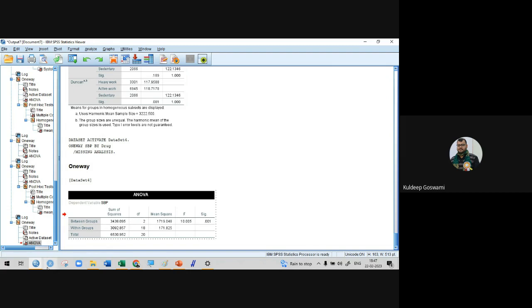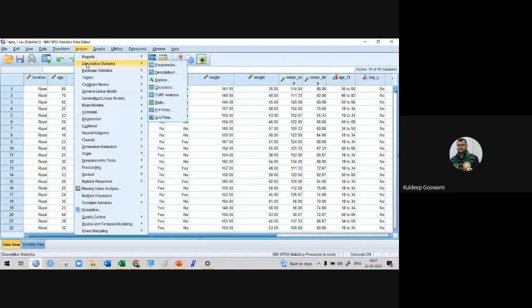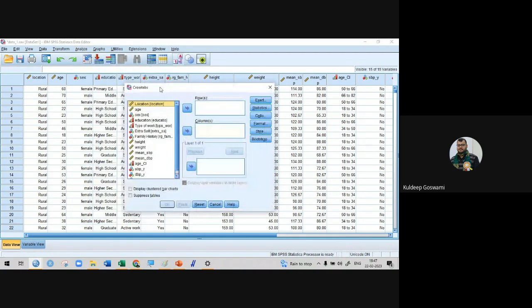So at the last part, I'll show you the crosstabs for the chi-square test. Click on Analyze, then Descriptive Statistics, then Crosstabs. Now, you want to check whether consumption of extra salt is associated with blood pressure.